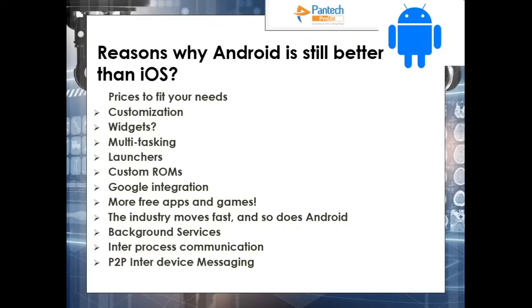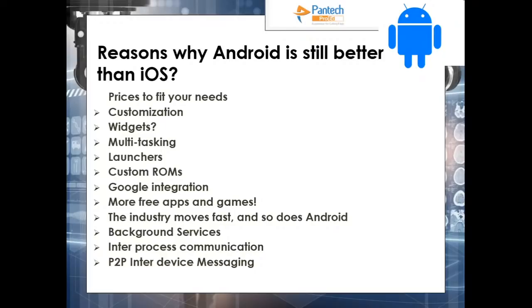And then widgets. A widget is something everybody knows, on the front screen. Then multitasking, meaning we can jump from one application to another. Then launchers. If you are bored with your Android OS, we can use launchers like Go Launcher or some other famous launchers. Using those launchers we can customize our OS also. Then we can use custom ROMs and Google integration.